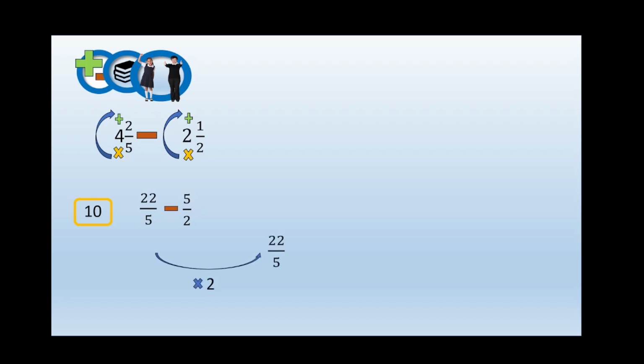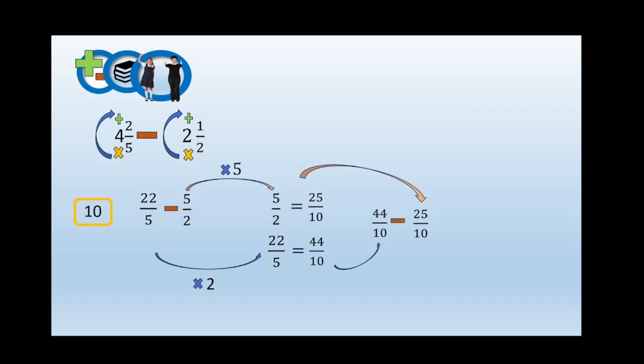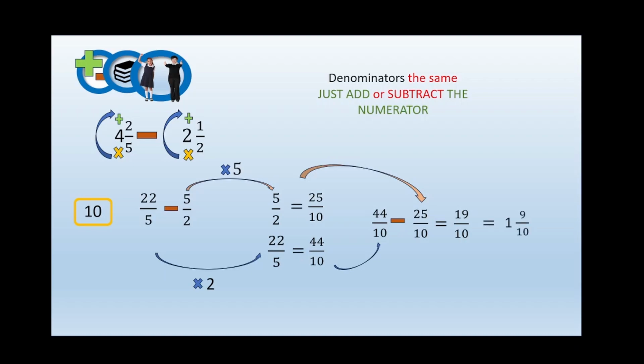So I've got to convert everything into tenths. Let's do 22 over 5 first. What do I need to do? I need to multiply it all by 2. If I do that, I get 44 over 10. And if I do the same with 5 over 2, I need to multiply that by 5. And if I do that, I get 25 over 10. Bring everything together. This is the final bit. Subtract one from the other and I get 19 over 10, because I've made it so that the denominators are the same. And again, if needs be, I make that into 1 9/10.